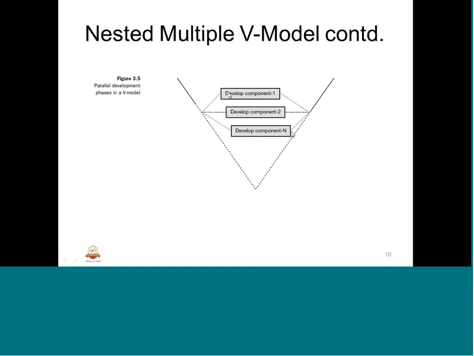You can see this is multiple V model 1, multiple V model 2, n, etc. So component 1, component 2, component n. This is nested under the one V model. So this is an example of taking a component as a multiple V model at the component level. So parallel development is also called as parallel development phase V model.